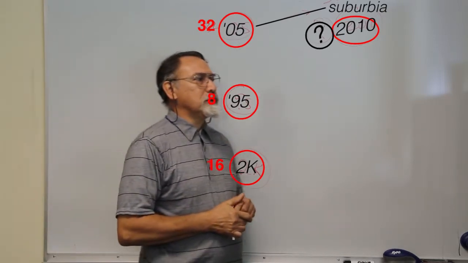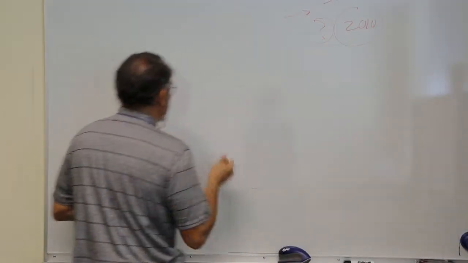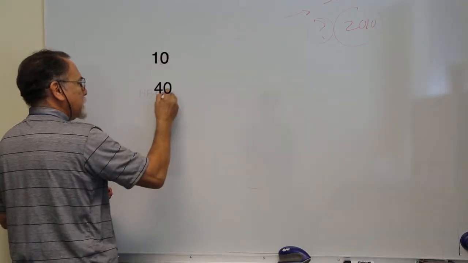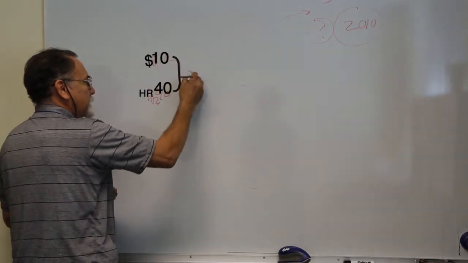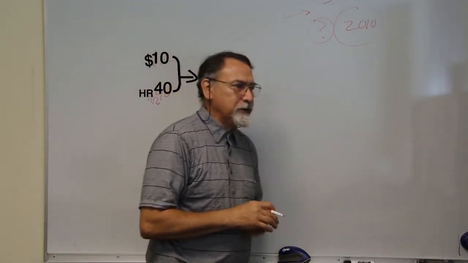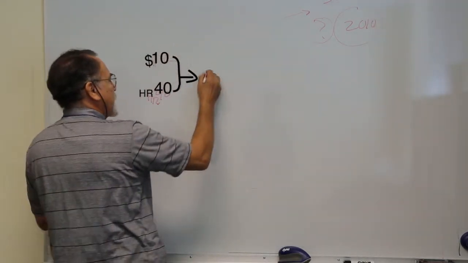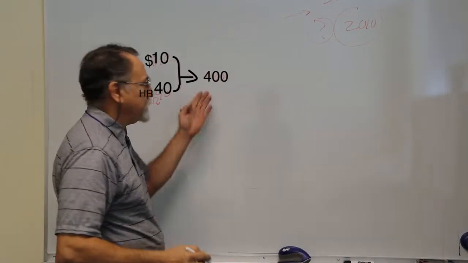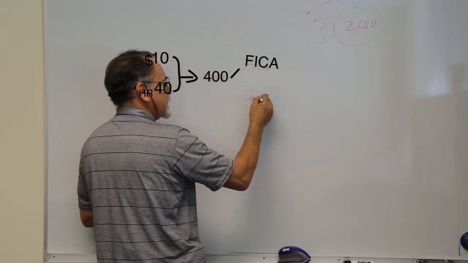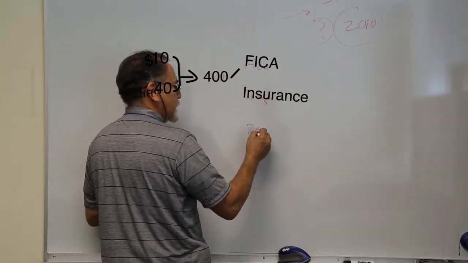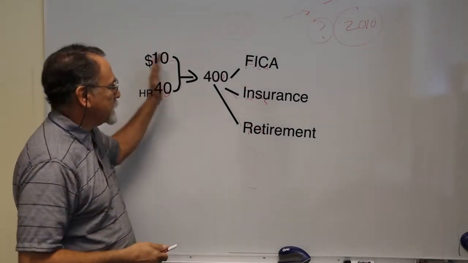The other thing that we're going to look at is how, so you're making $10 an hour and you work 40 hours a week, okay? Now these two systems, as they are interjected into the process, you could see how you can have $400 here. Now from this $400, you're going to subtract the FICA, the insurance, and the retirement. So you can see that you have to have a system that's going to manage all this.